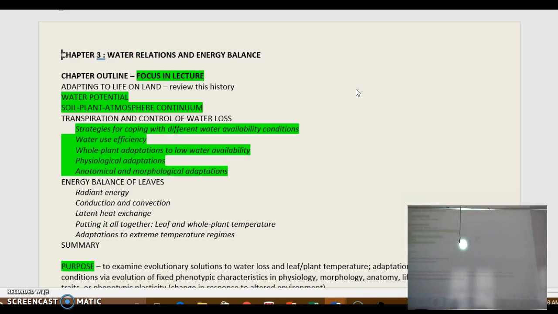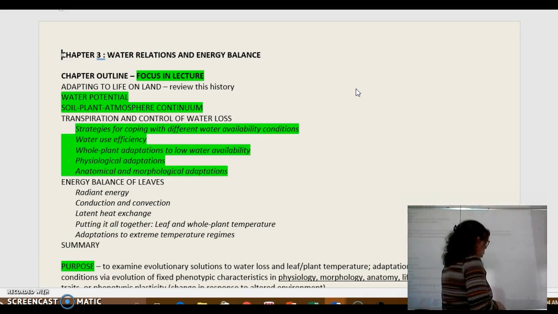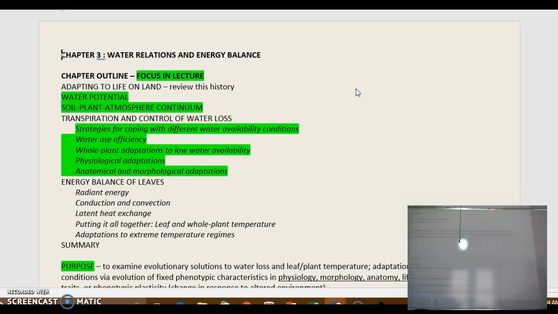Then, the purpose is to examine evolutionary solutions to water loss and leaf or plant temperature. As you can imagine, that relates to how the plant is adapted to use water. Adaptations to environmental conditions through the evolution of fixed phenotypic characteristics in physiological, morphological, anatomy, life history, and other traits. Or phenotypic plasticity, changing responses to altering environments.